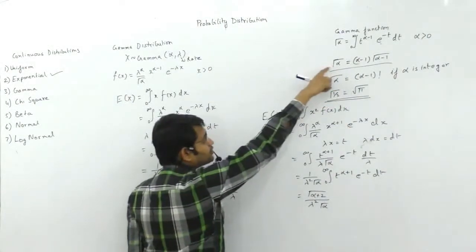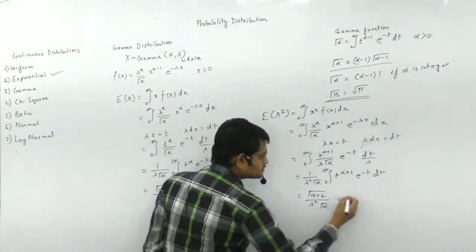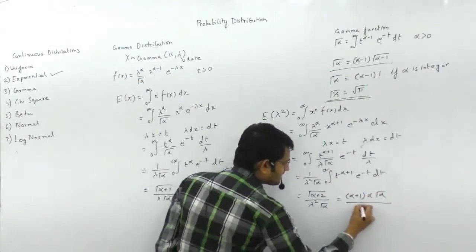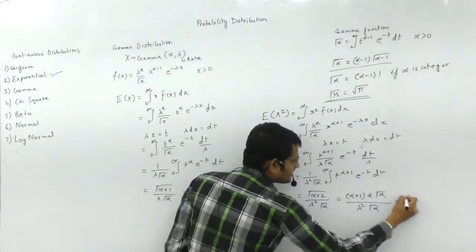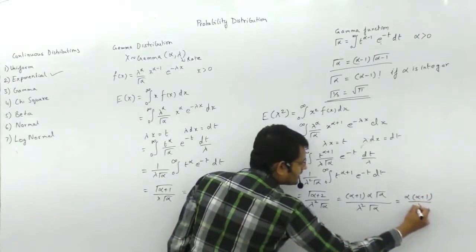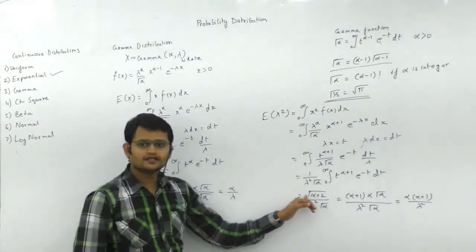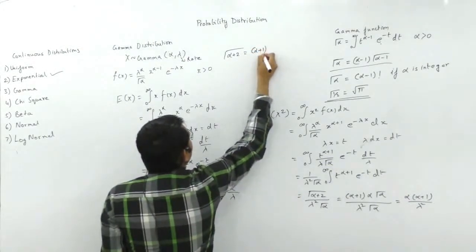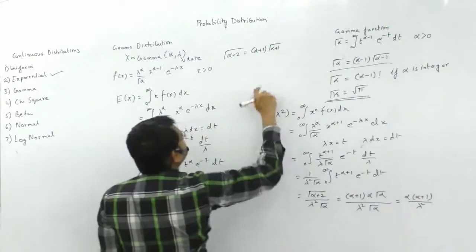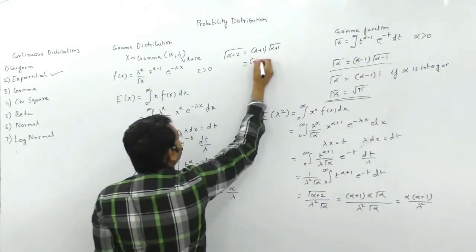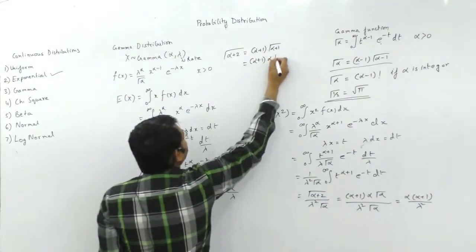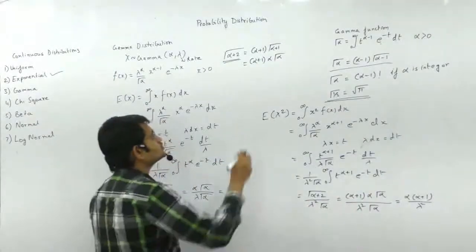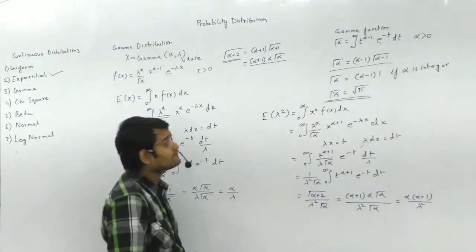Again we can use this particular property to expand this particular gamma alpha plus 2. It will be gamma of alpha upon, or you can say alpha into alpha plus 1 by lambda square. Now I'll explain this again, gamma of alpha plus 2. Now gamma of alpha plus 2 will be nothing but alpha plus 1 into gamma of alpha plus 1. Then gamma of alpha plus 1 can also be written as alpha into gamma of alpha. So therefore we get gamma of alpha plus 2 same as alpha plus 1 into alpha into gamma of alpha.